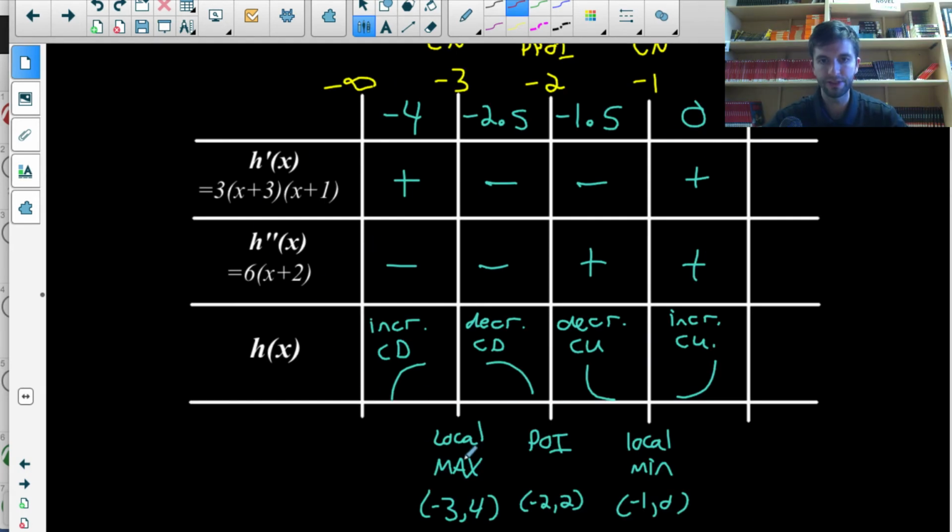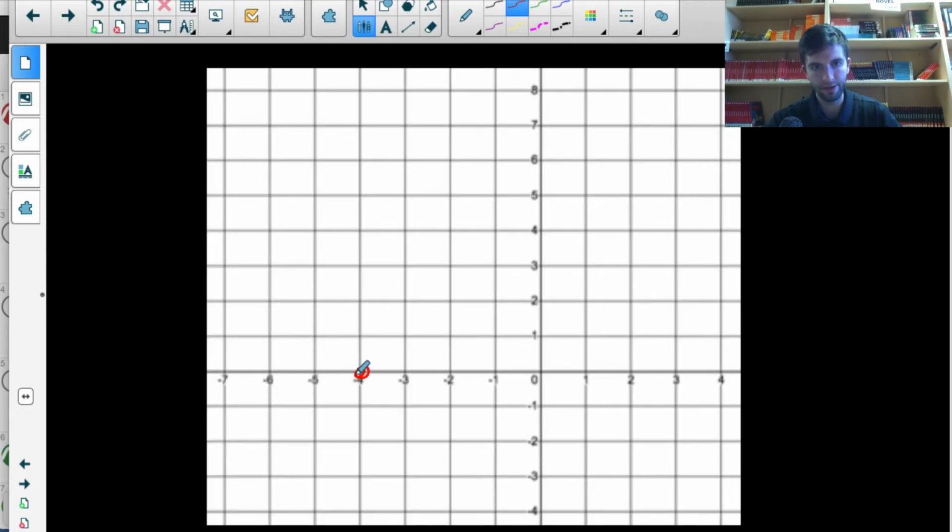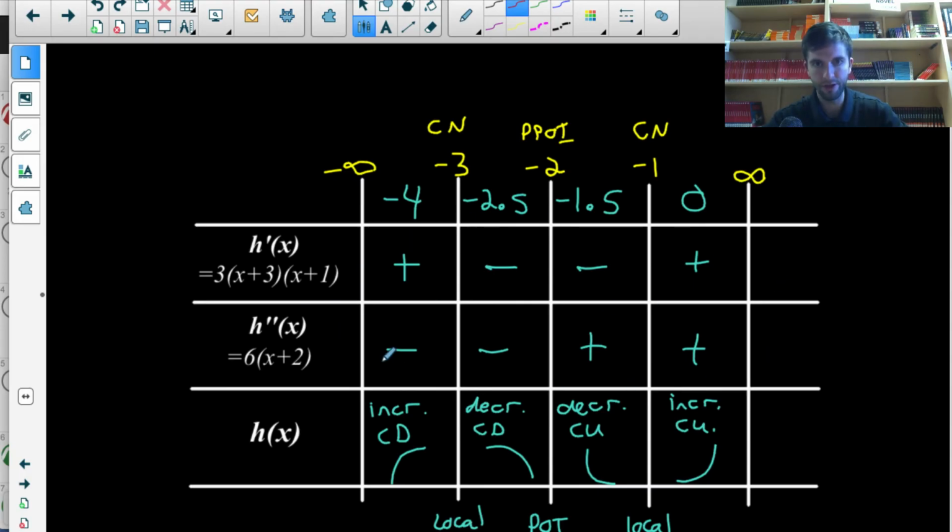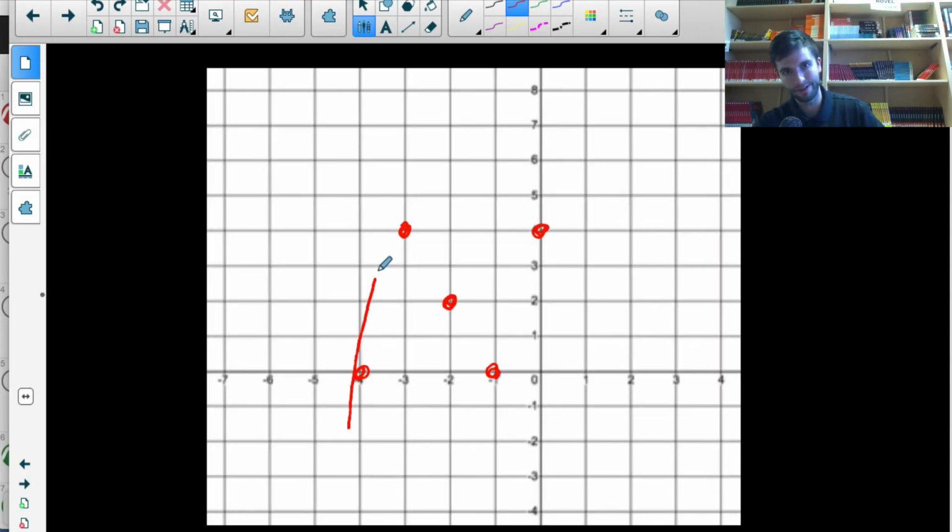Now let's use all of this information to sketch an accurate graph of the function. I'm going to start by plotting all of the points I have. I had my x-intercepts at -4 and -1, and y-intercept at 4. I had critical points at (-3, 4), which we figured out was a local max. We figured out there was a local min at (-1, 0). And we figured out there was a point of inflection at (-2, 2). Then if I match up my intervals of increase and decrease and my intervals of concavity based on what it says here, I would have increasing and concave down in this interval, decreasing and concave down in this interval, still decreasing but now concave up in that interval, and now increasing and concave up in that interval.